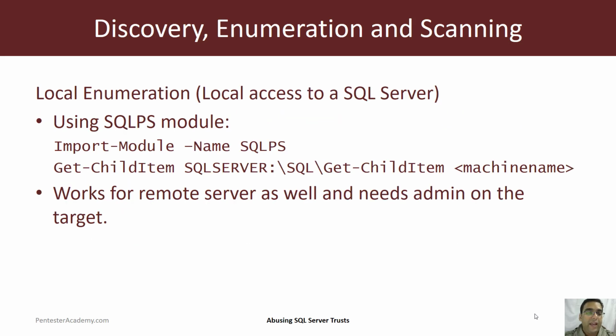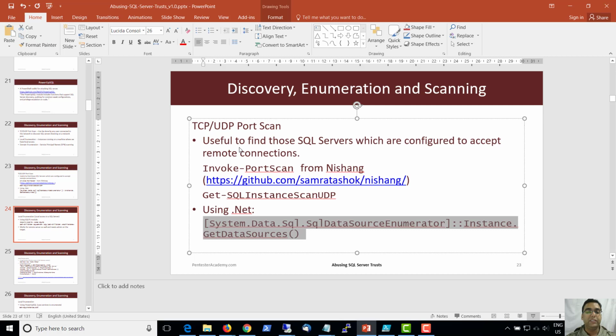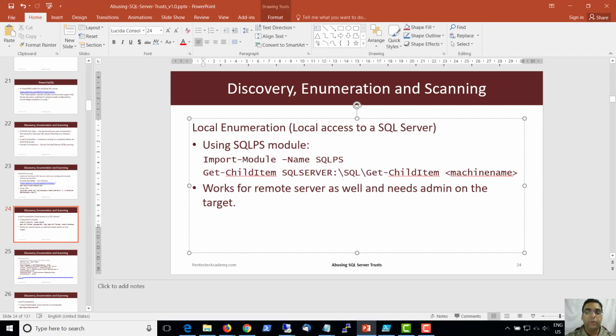Now, if we have access to a box where a SQL Server instance is running, and we would like to enumerate instances, not the SQL Server, but the instances of the SQL Server, then we can use the SQLPS module. The SQLPS module is available on all the boxes by default where a SQL Server instance is running. Please keep in mind that this works for a remote server as well, but it needs admin on the target box. This module uses WMI in the background, and therefore we require admin privileges to use it on the remote box. So let's see if I can use it here.